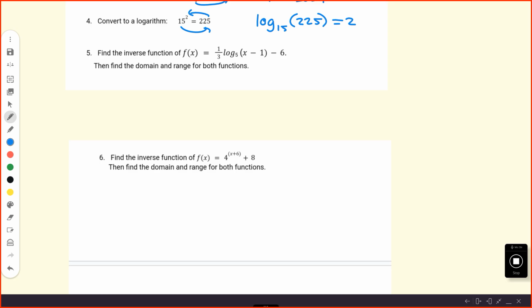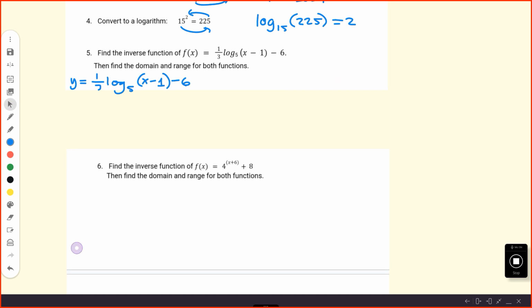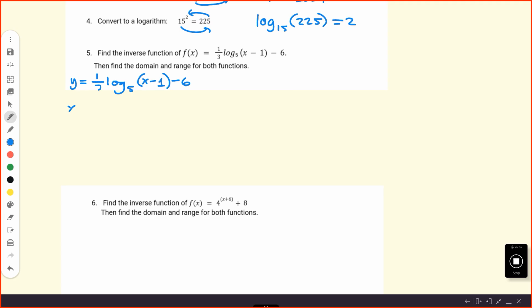Okay. Number 5, we're going to find the inverse of the given log function. So again, if you're solving for the inverse, it's like converting this to exponential. So let's start by writing y equals 1/3 log base 5 of (x minus 1) minus 6. What is the first step? Switch. Okay. So x equals 1/3 log base 5 of (y minus 1) minus 6.